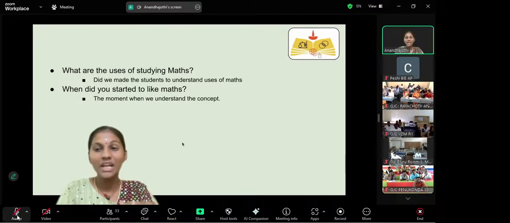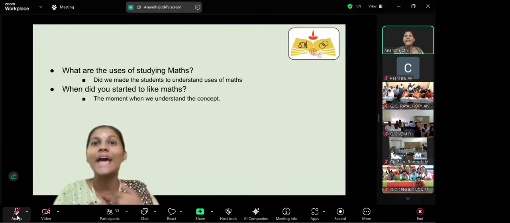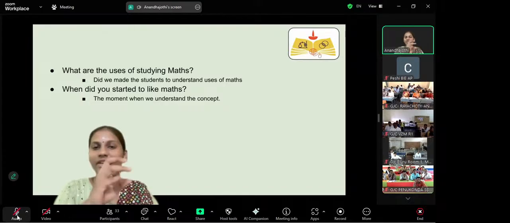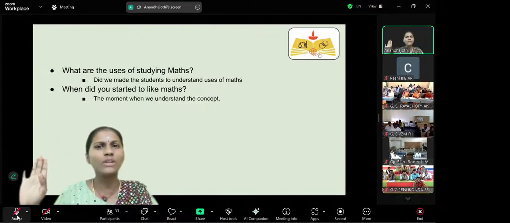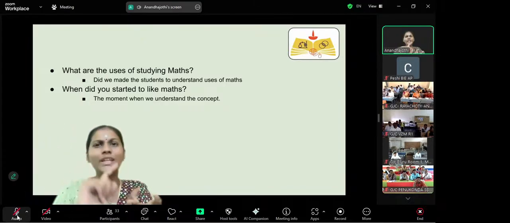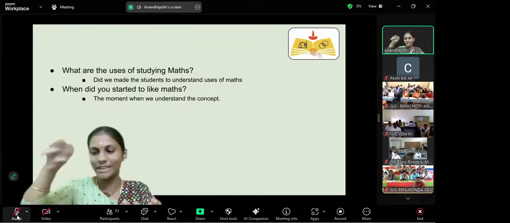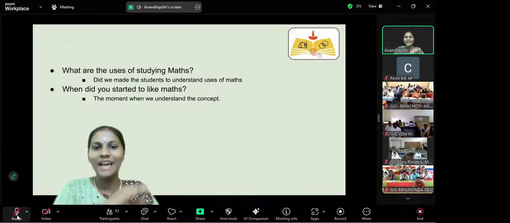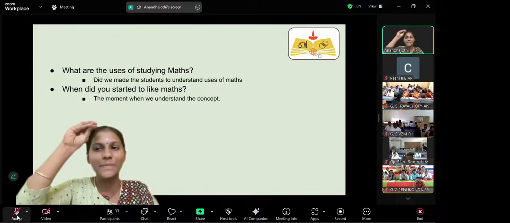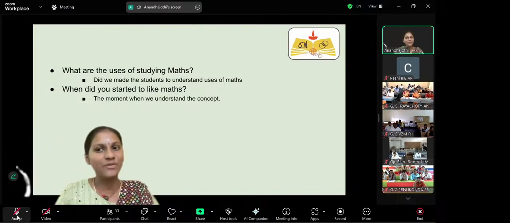So, what is the moment? The moment is when you and I understand the concept. When we understand the concept, we can apply it anywhere. Whatever the question, how hard is the question? I know the concept, man. Put this, put that. The recipe is ready. I know the concept. I can apply it anywhere and I can get full marks.